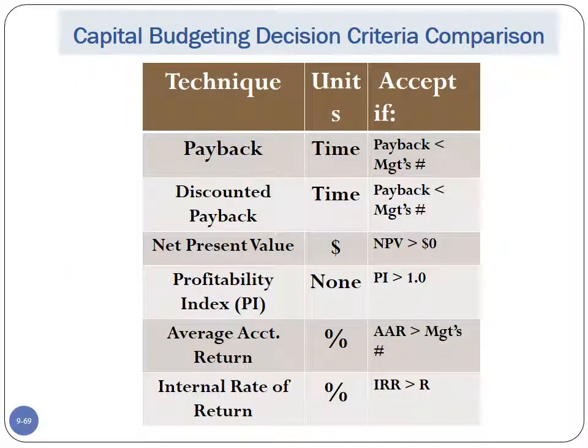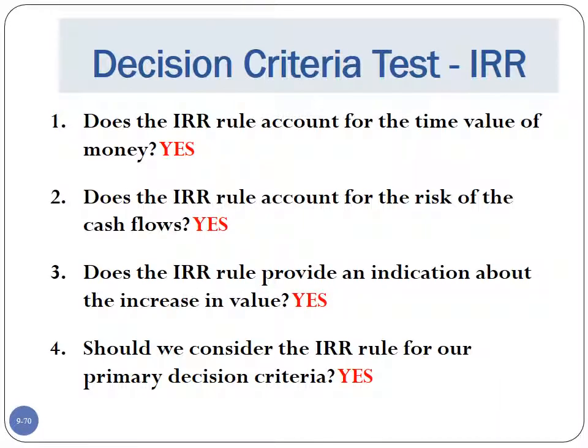So the internal rate of return is in units of percentage, and we accept if the IRR is greater than the market rate or the best rate available in the commercial markets. The decision criteria test: does it pass?